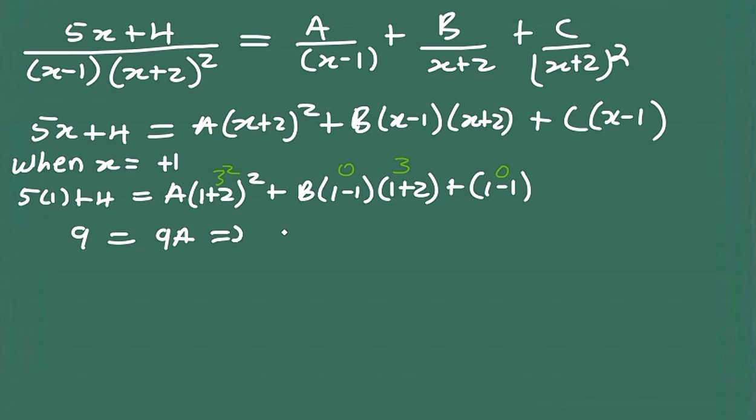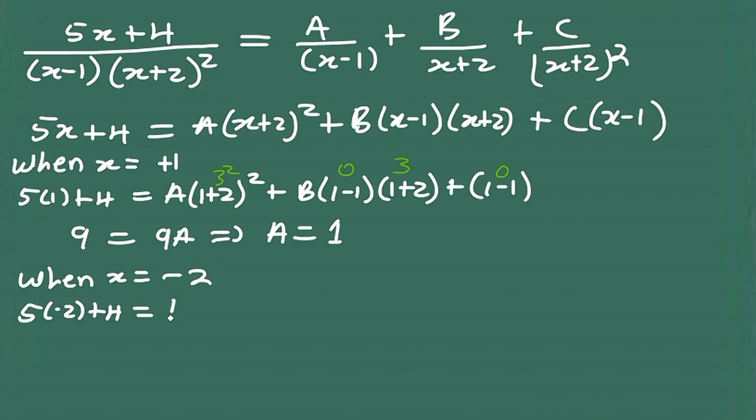And so it means that the value of a is equal to +1. Let's also think of a value of x that will eliminate some of the terms. So when x equals -2, we are going to have 5 times -2 plus 4 equals a into bracket -2 plus 2. Basically, we are substituting the value of x into the expression.